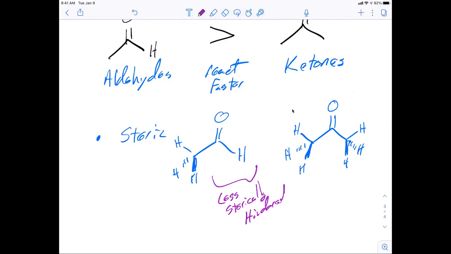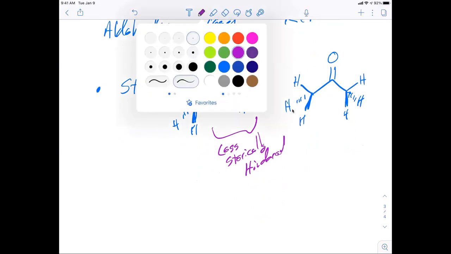The hydrogen is in the plane here, so therefore you can think about it, it's got two flat sides it could react with, where on the ketone, we're always going to have kind of this revolving alkyl group there with two hydrogens. So we're going to have to get around that to get to that carbonyl. The other is electronic.